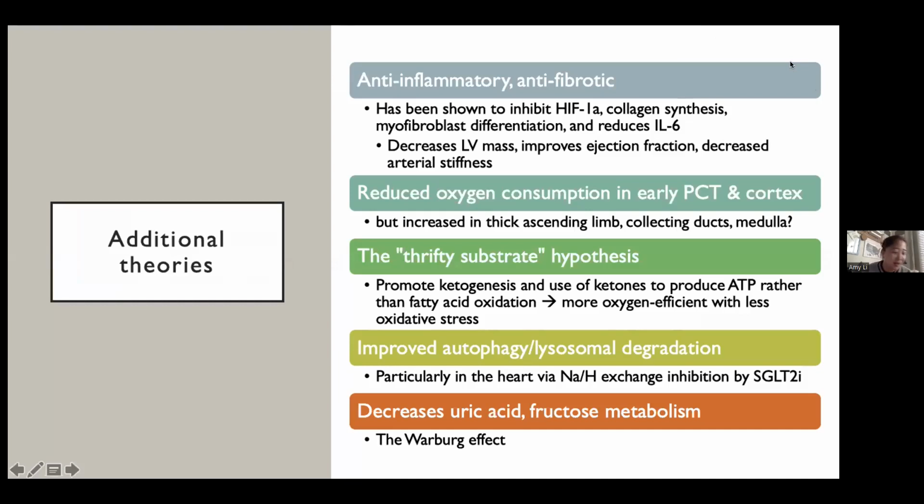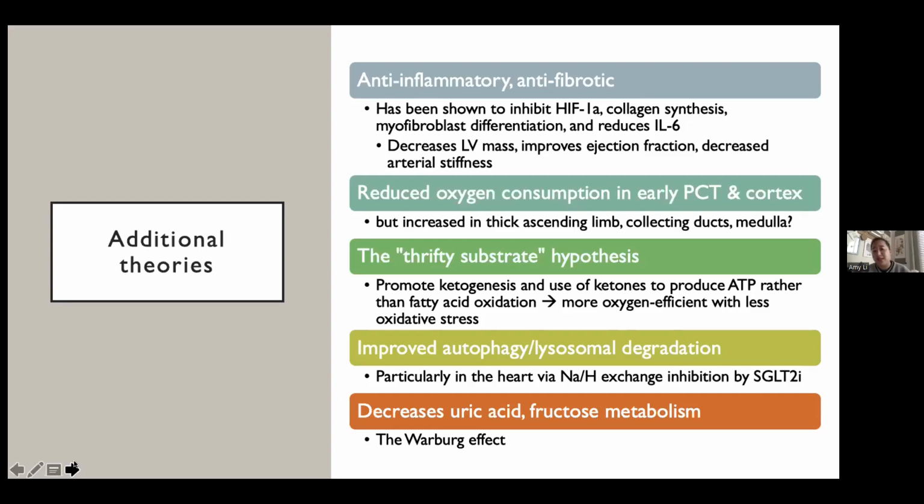So there's a lot of research that came out and a lot of theories that came out. These are just some of the popular ones. It's been shown to be anti-inflammatory, anti-fibrotic, inhibiting aberrant hypoxia-inducible factor 1A. And it decreases collagen synthesis and decreases differentiation into myofibroblasts, et cetera, et cetera. There was evidence that showed there's decreased oxygen consumption in the early proximal convoluted tubule, which was kind of interesting. That's also still very much in the air, and there's a lot of developing data on that.